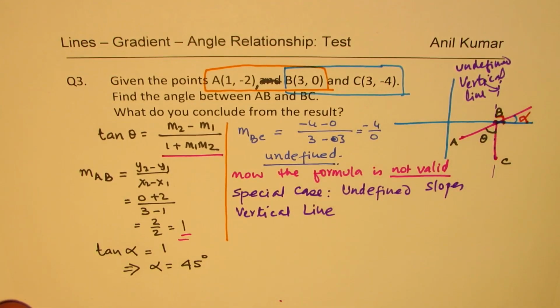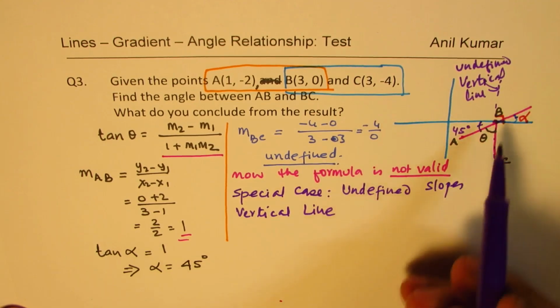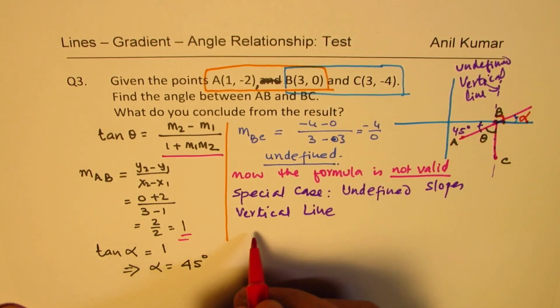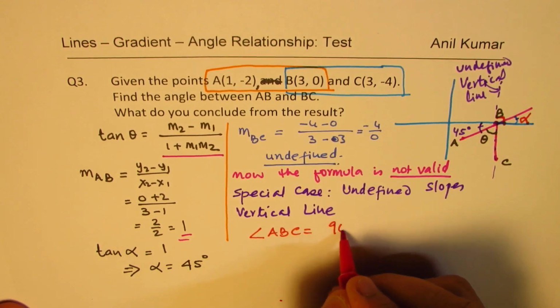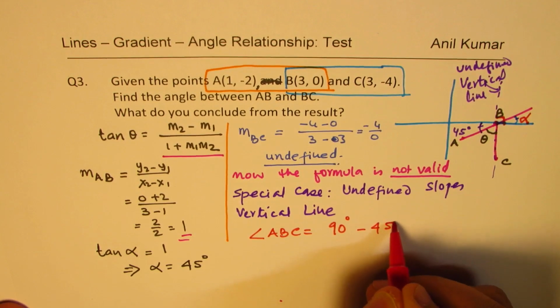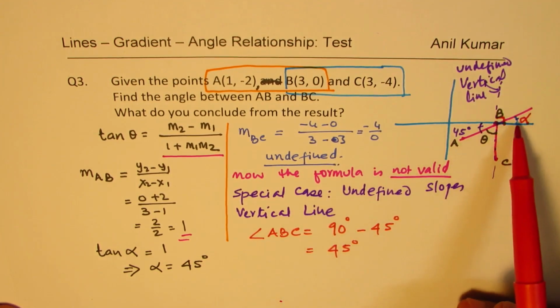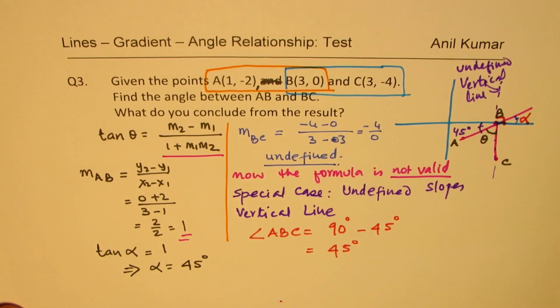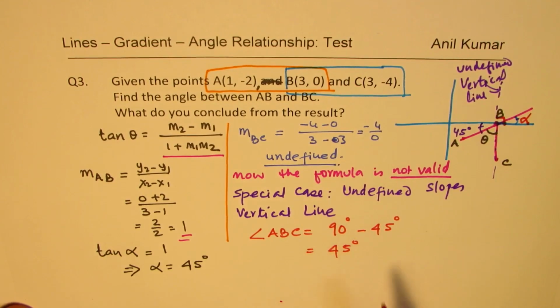So what is the angle between the lines? That is what we need to figure out, correct? So we know that the angle is 45 degrees, which is this angle, correct? These two are equal, 45 degrees. Since it is a vertical line, let me call this angle ABC. So angle ABC is basically equal to 90 degrees minus 45 degrees, which is 45 degrees. So whenever you have undefined slope, you have to use your logic and then find out the answer. You get the idea, right? So that is how you're going to find the angle: 90 minus the angle itself of the first line.